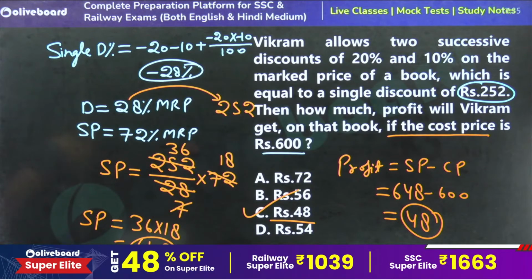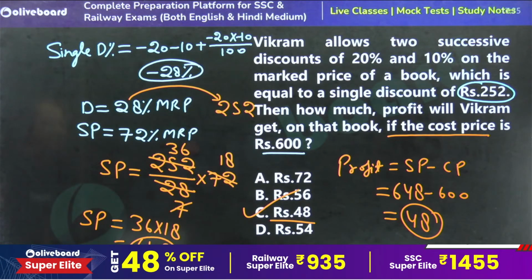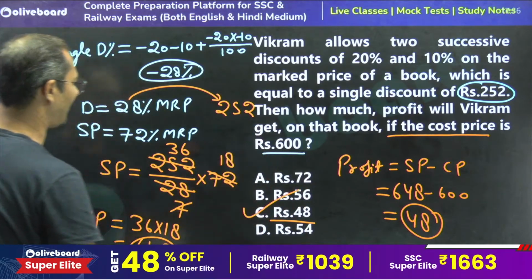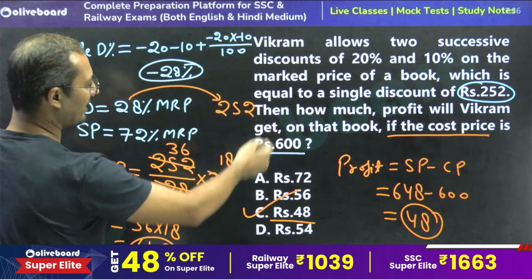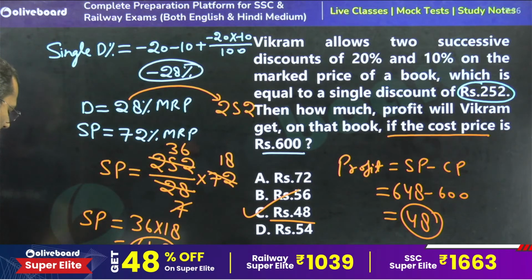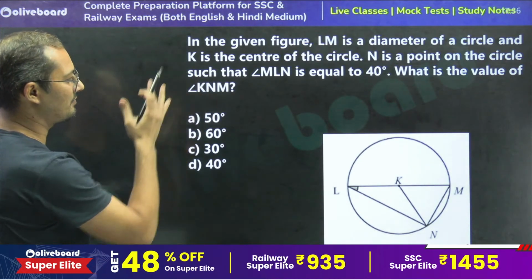Great. Is this clear? With this approach, we can calculate it in just 2 steps. No need to write each and everything. If you have an understanding of all these things, there is no need to write all these things. Now tell me what is the answer of this question.